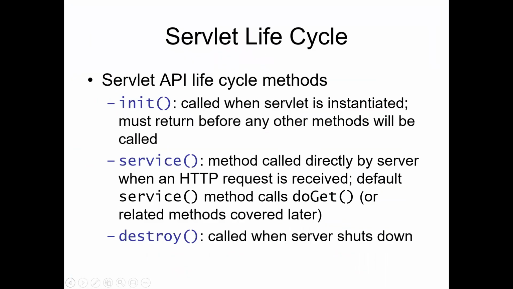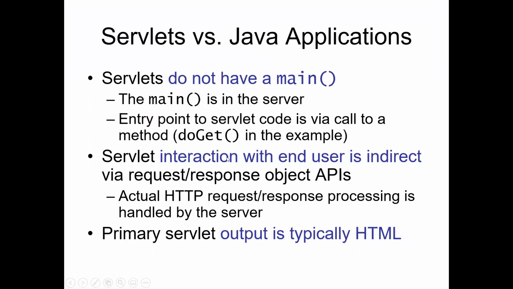So here, these three methods actually have an API inside the API. That means inside the container, inside the main method. That is clearly understandable. And a servlet typically gives an HTML page. That means the primary servlet output is typically an HTML page. A servlet actually creates an HTML page dynamically. That's the whole process you must understand.